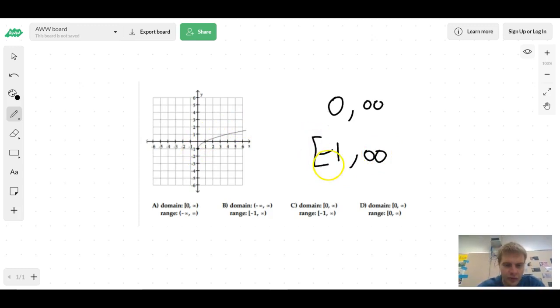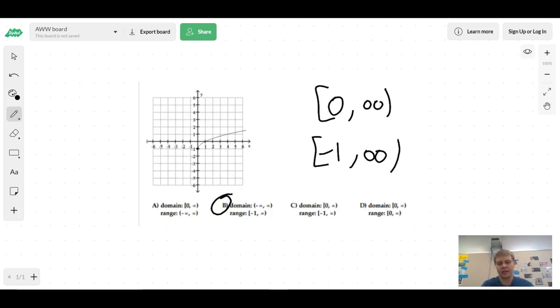These would both be brackets because we have that point right there, and these would both be parentheses because infinity is not a number. It's more of a concept. So you can never reach infinity, so we don't include infinity. So B looks like it'd be the right answer.